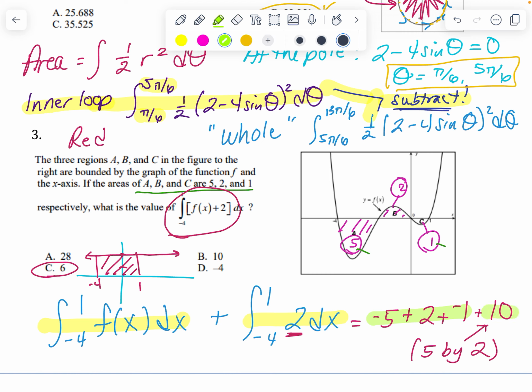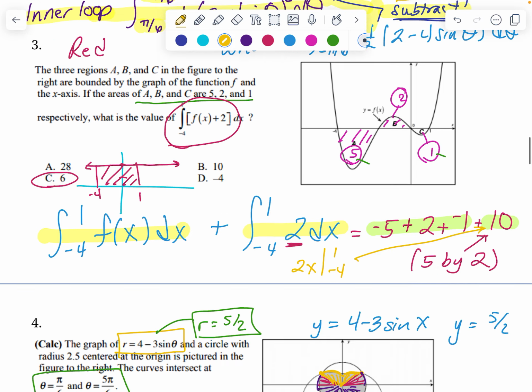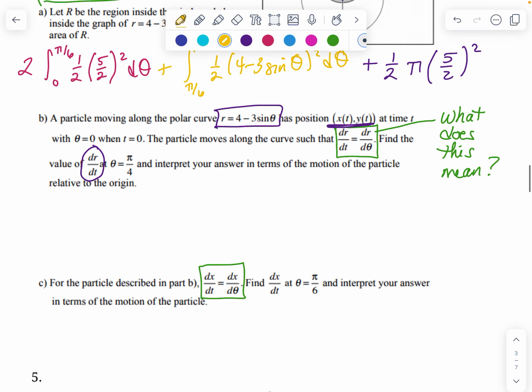All right, now that is not the only way to do it. You could also think about anti-differentiating this and getting 2x with the bounds 1 and -4. That also would give you 10. Okay, that's more than fine. Great way to think about it. Okay, so that was number 3.